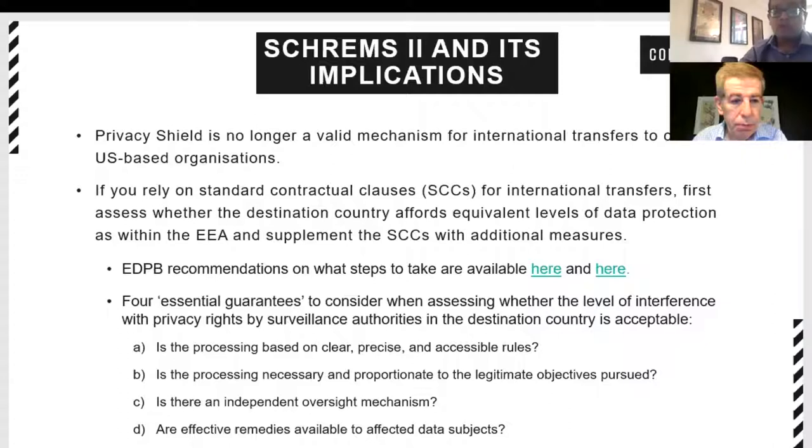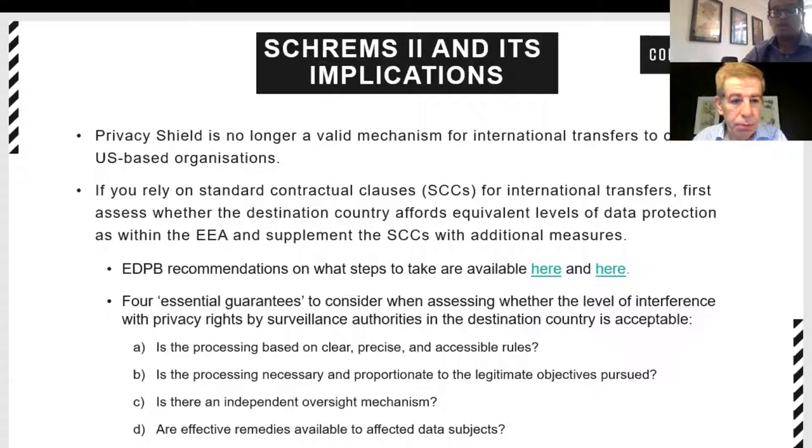I'll spare you the finer details of the case, because if you're anything like me or Howard, the sheer excitement of the case details might be too much to bear. So I'll just concentrate on the implications, and they're two main ones. Firstly, the mechanism that permitted international transfers of personal data from the UK and the EEA to certain certified organisations in the USA called Privacy Shield has been invalidated.